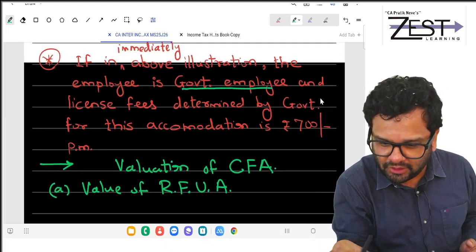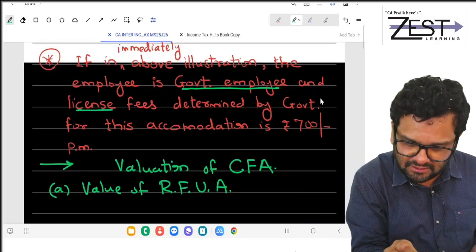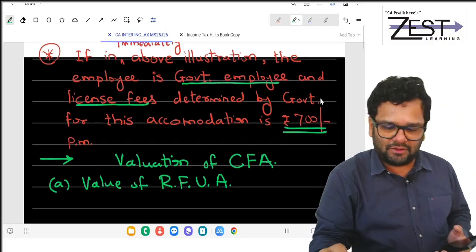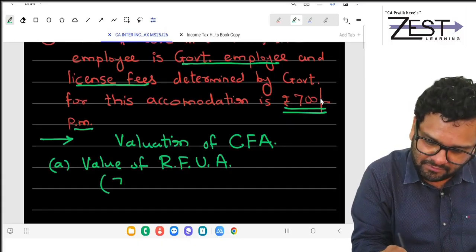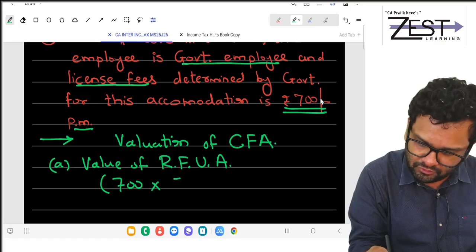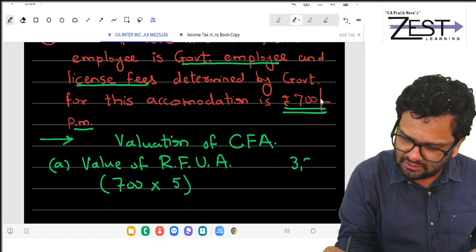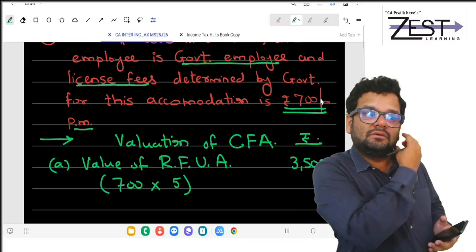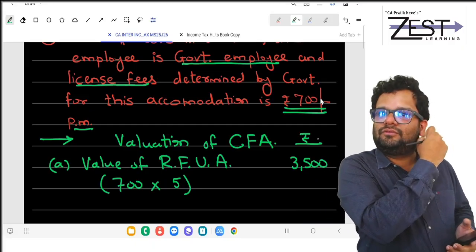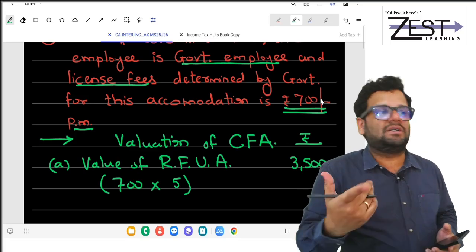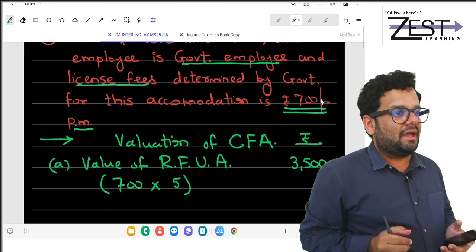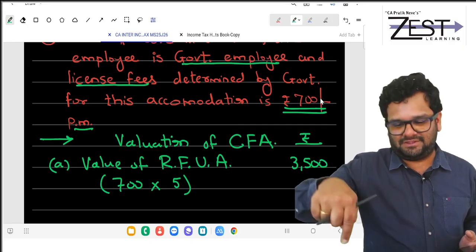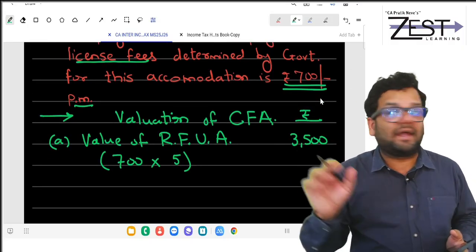This is a government employee. Value will be as per license fees, which is 700 per month. Exactly this point will change. The rest of the things will remain the same. 700 into 5. Clear now? All of you understood? If the accommodation is given by a government employer, to a government employee, then value will be as per license fees.